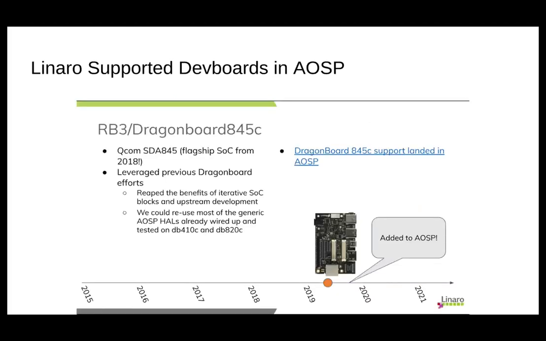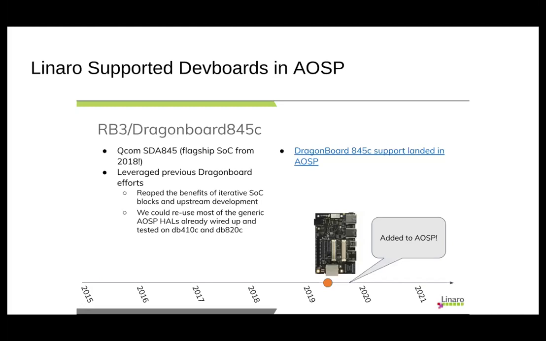Next is the DragonBoard 845c, or RB3, which got merged at around the same time as X15. It is based on the Qualcomm 845 SoC, as in Pixel 3 or OnePlus 6. It was the first Qualcomm Dragonboard in AOSP, after earlier attempts to upstream, if I can say, the DragonBoard 410 and DragonBoard 820 in AOSP.